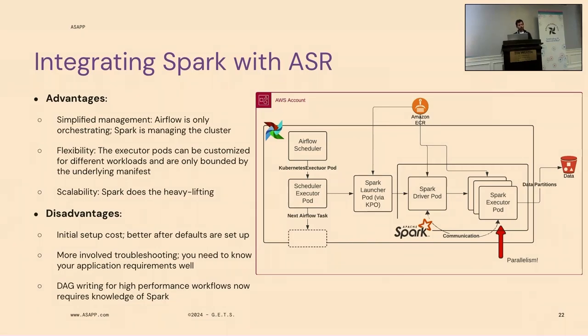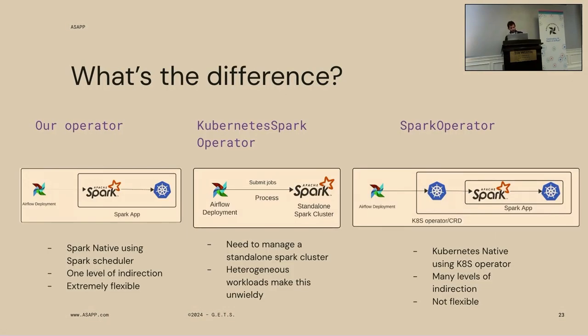And then DAG writing for high performance workflows becomes a thing in its own self. You need to be good at Spark, you need to be good at Airflow, good at the underlying infrastructure and knowing about it. But then once you know that, you can really push it far. And I think I wanted to highlight this as well. What's the difference between these three paradigms?